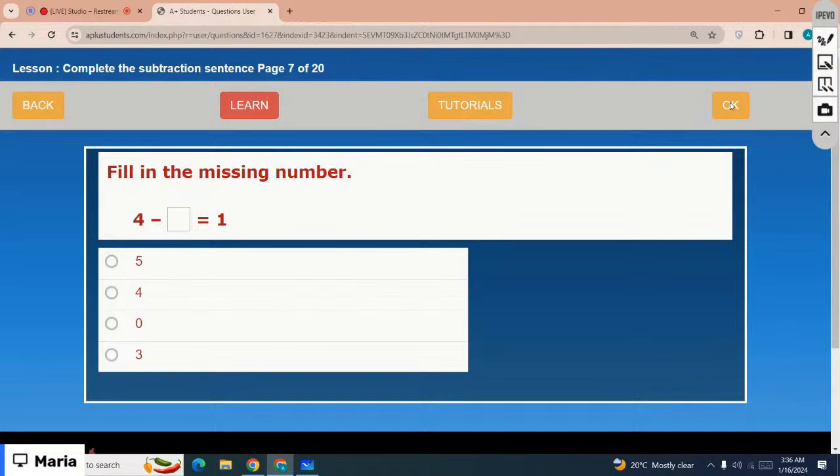Fill in the missing number. 4 take away missing number equals 1. Which is the correct option? Yes, the correct option is 4 take away 3 equals 1. The correct option is 3. Right?